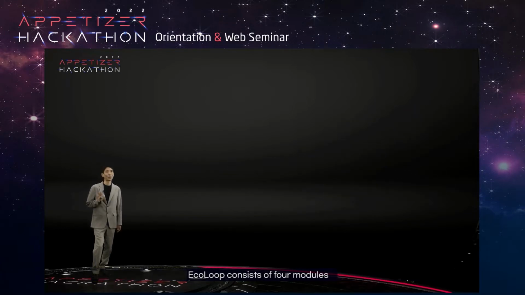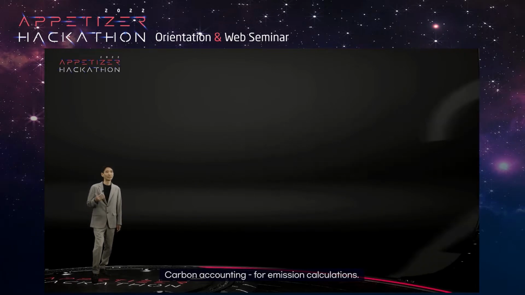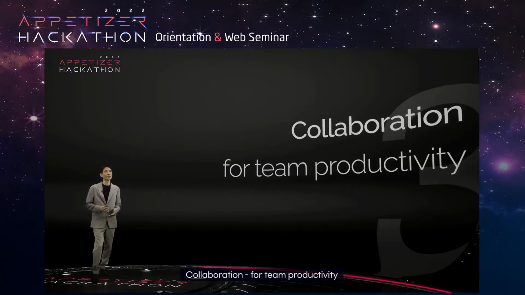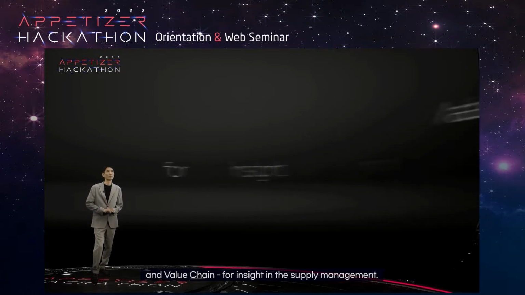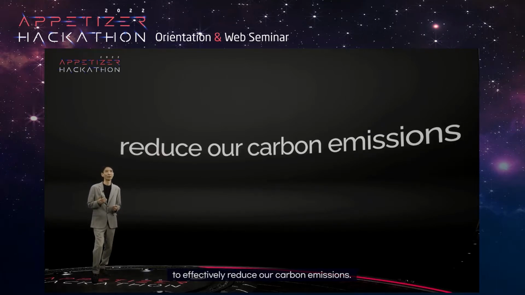EcoLoop consists of 4 modules: carbon accounting for emission calculations, strategy for analytics and planning, collaboration for team productivity, and value chain for insights in the supply management. With EcoLoop API, we can leverage digital technology to effectively reduce our carbon emissions.